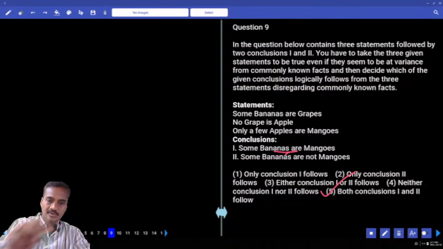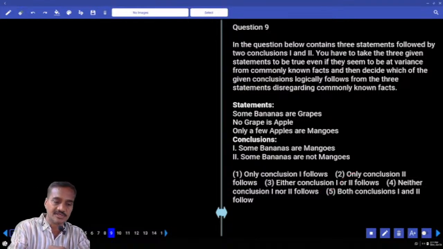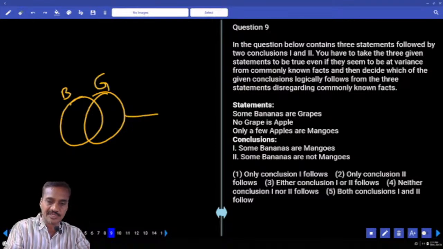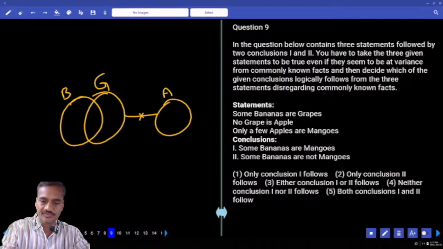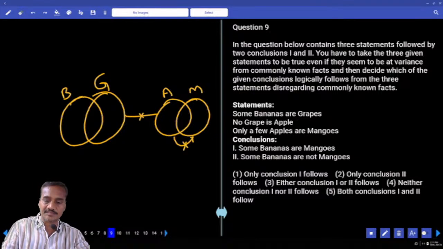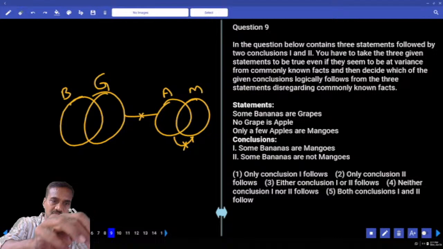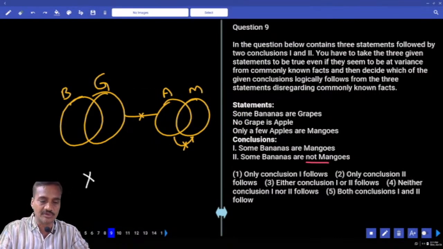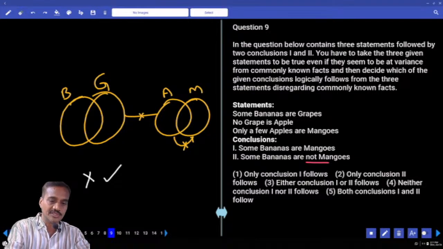Then 9th one. Now in this question number 9, some bananas are grapes. Now these are the bananas that are grapes. And next one, no grape is an apple. No intersection between grape and an apple. Only a few apples are mangoes. Some apples are mangoes, but not all. And first one, some bananas are mangoes, true or false? That is false. Some bananas are not mangoes, true or false? Definitely. To make this one false, I need to prove all bananas are mangoes.